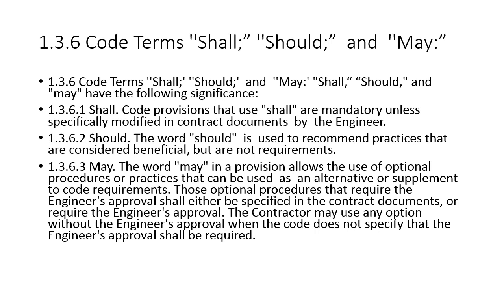So you've got a lot of leeway with the word may. And if the engineer wants something in the code to be shall, he's got to go back and modify it to get it to say shall. There in the bottom it says, the contractor may use any option without the engineer's approval when the code does not specify that the engineer's approval shall be required. So that's in the may zone of the universe, where the contractor can use may.